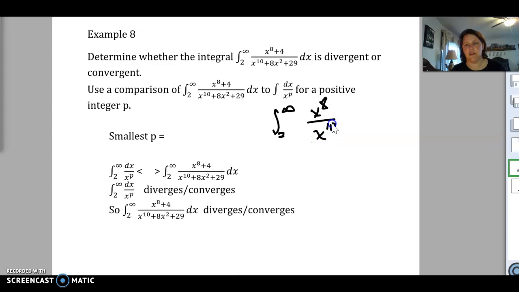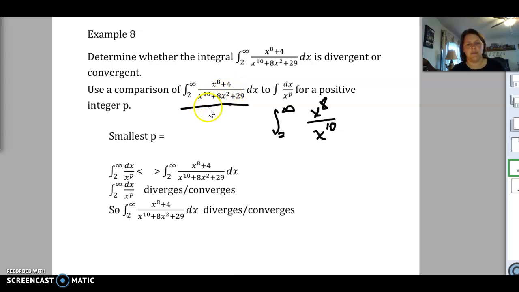And then over x to the 10th. Now, is this equation going to be bigger or smaller than our original one? And how are we going to figure that out? Our interval is from 2 to infinity, so those numbers are just going to get bigger and bigger and bigger. In our numerator, x to the 8th is in both of them. Yes, there is a plus 4 here, but that's going to mean nothing by the time we get up to 1,000, 1,000,000, all of those really big numbers, and then taking the 8th power of it. 4 is not going to make any difference at all.